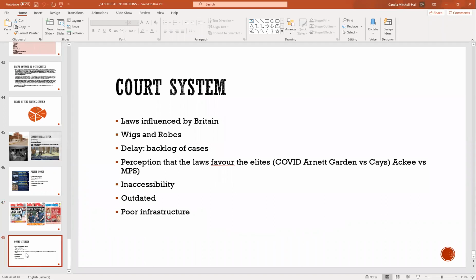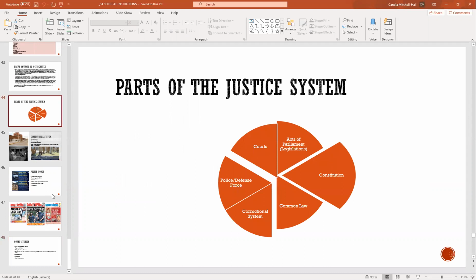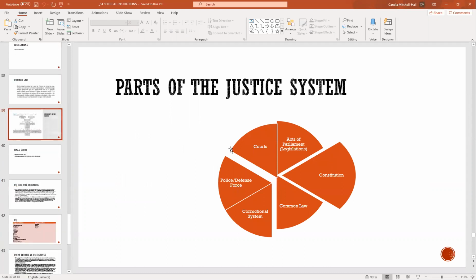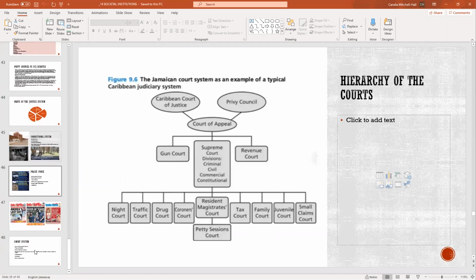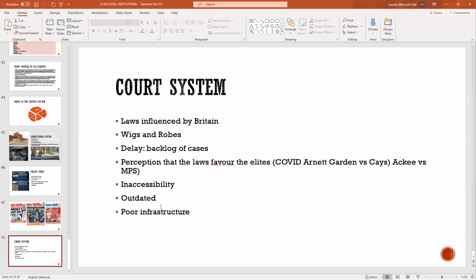And then, ladies, the other issue is with our court system in Jamaica and the wider Caribbean. Our laws in Jamaica and the wider Caribbean are influenced by Britain. We still wear a lot of wigs and robes, but there's a lot of backlogs in cases. And I mentioned early on that it is very difficult for the poor to access the Privy Council. Very, very difficult. So there's inaccessibility when it comes to justice in the Caribbean.